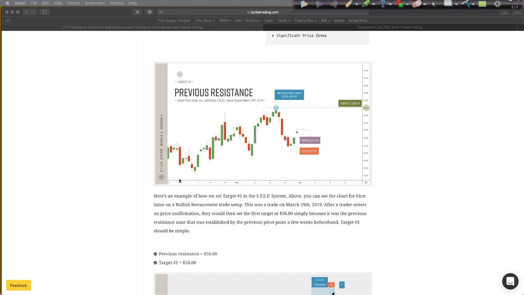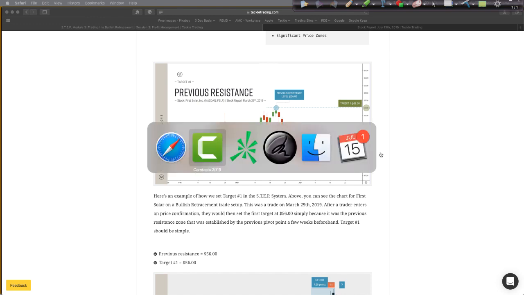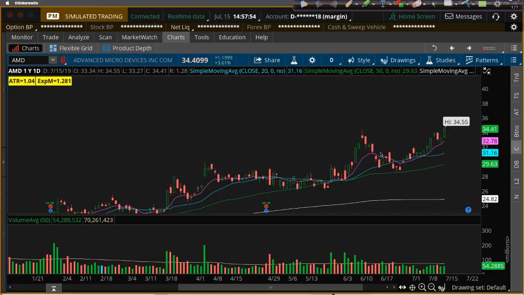Previous resistance ranges make for excellent targets because the price of the resistance was defined by the market. Actual selling occurred there, and it's a price threshold that's been defined by traders in the active market.